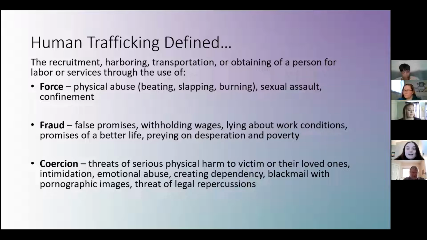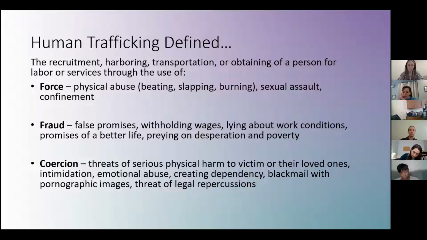So force can be seen as physical abuse, such as beating, slapping, burning, sexual assault, confinement. Fraud can be seen as false promises, withholding wages, lying about work conditions, promises of a better life, and preying on desperation and poverty. And coercion can be seen as threats of serious physical harm to the victim or their loved ones, intimidation, emotional abuse, creating dependency, blackmail with pornographic images, and threat of legal repercussions.